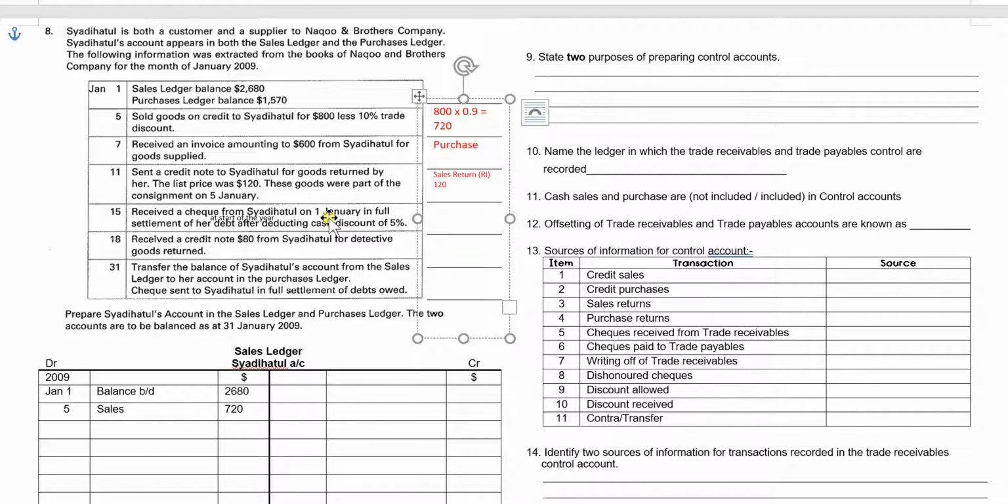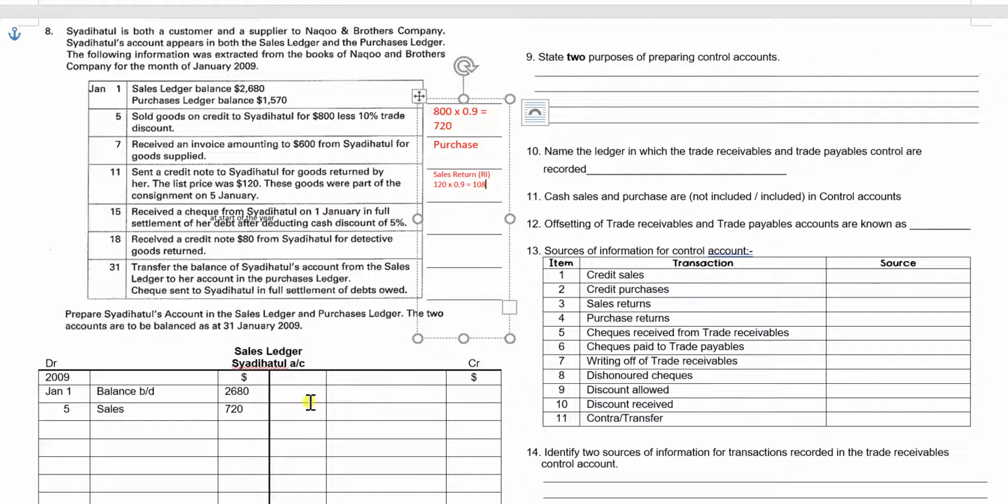So how much? So 120 times the trade discount, which is how much is it? 10%. You find out the trade discount, and then minus off the trade discount, or if you are more familiar, then 120 times 0.9, sorry, because after less the trade discount, it's 108.